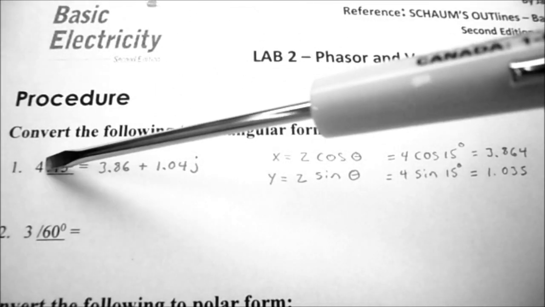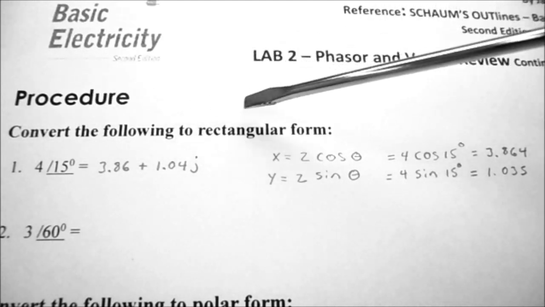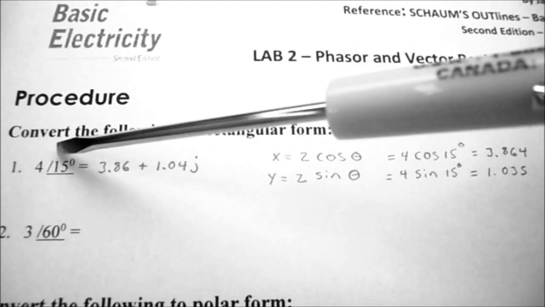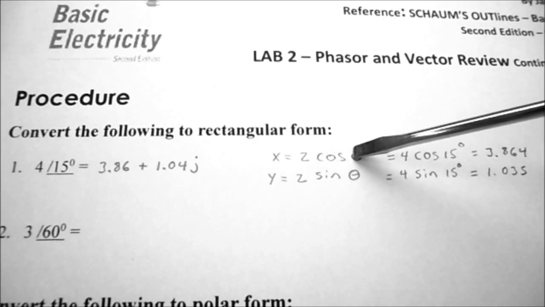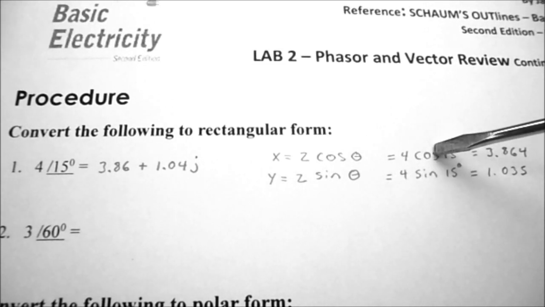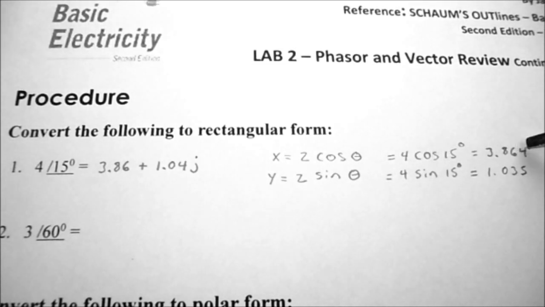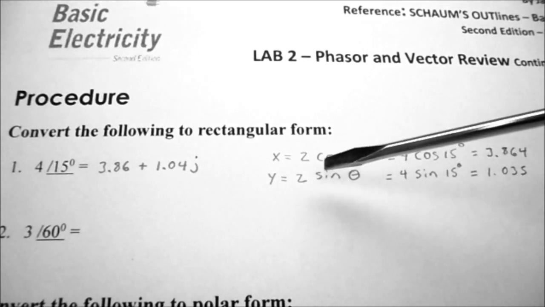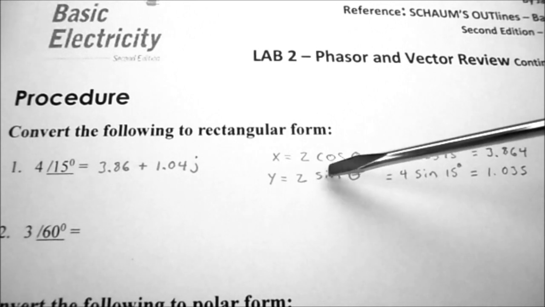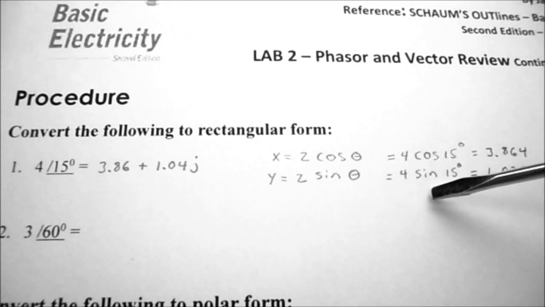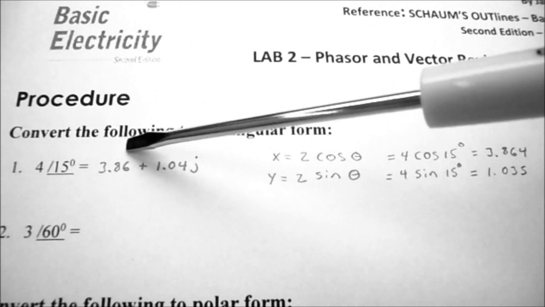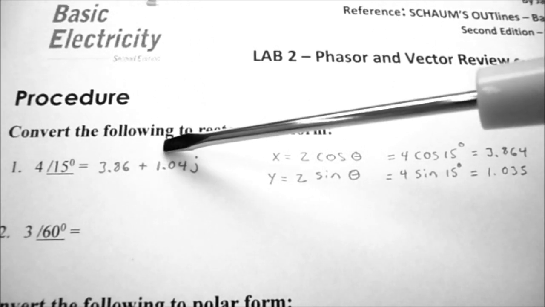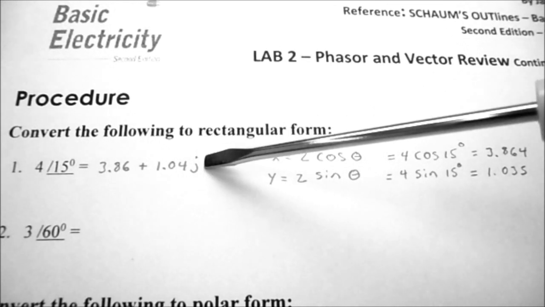So question 1, under procedure, we're going to convert the following to rectangular form. So 4 at an angle of 15 degrees. X is equal to z cos theta, which is equal to 4 times the cosine of 15 degrees. That works out to 3.864. Y is equal to z sine theta, which is equal to 4 times the sine of 15 degrees. That works out to 1.035. So our formula becomes 3.86 plus 1.04j.